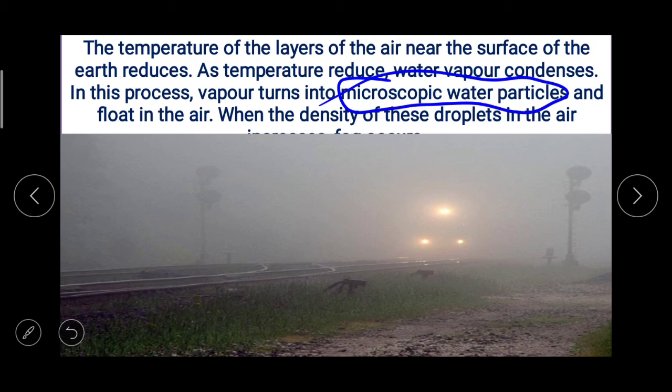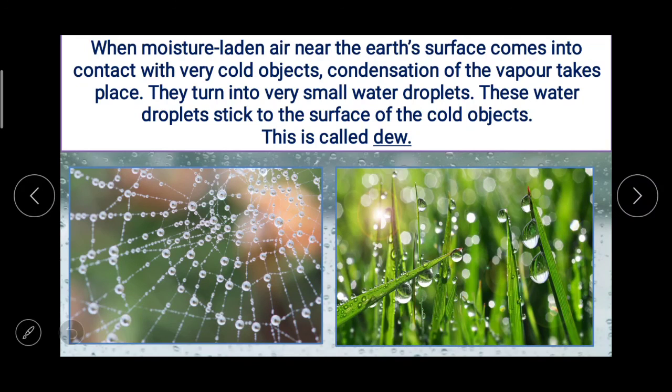Now in winter season we experience the situation of fog many times, so we will check it with the knowledge given in our textbook. Next to this, when moisture laden air near the earth's surface comes into contact with very cold objects, then condensation of the vapor takes place and they turn into very small water droplets like this, as you can see, and these water droplets stick to the surface of the cold objects, and this is called dew.